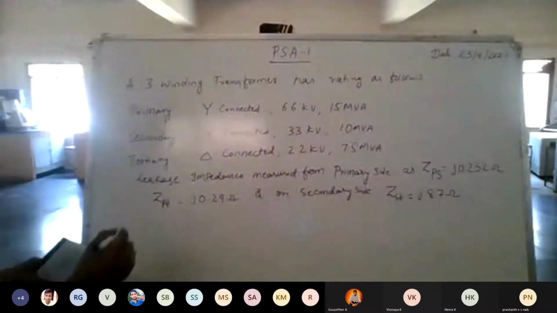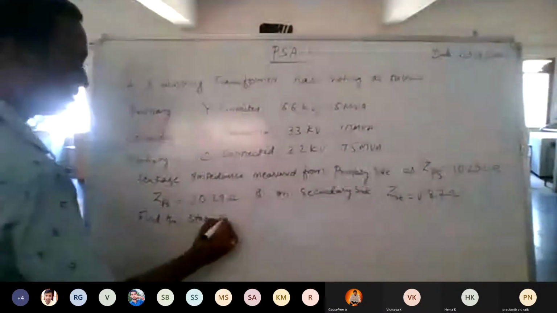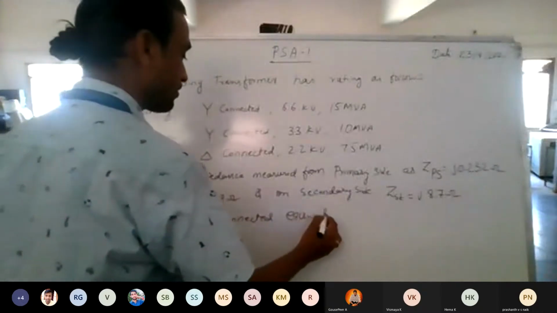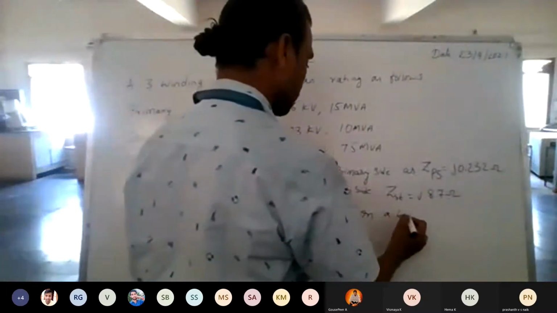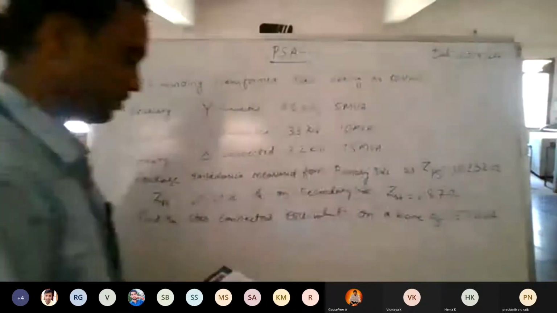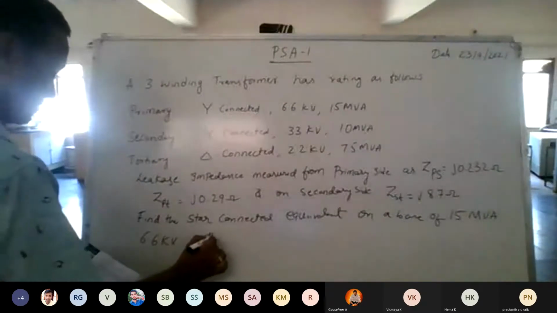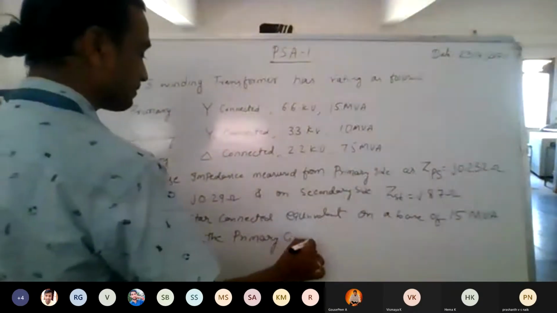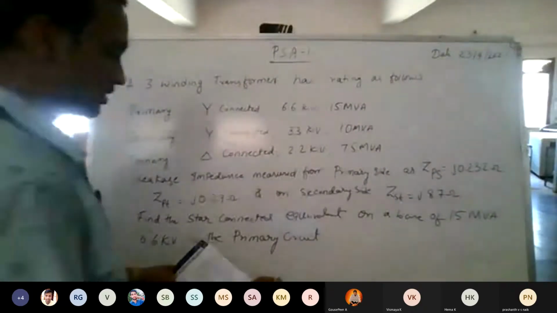Find the star connected equivalent on a base of 15 MVA, 6.6 kV in the primary circuit. Neglect resistances.